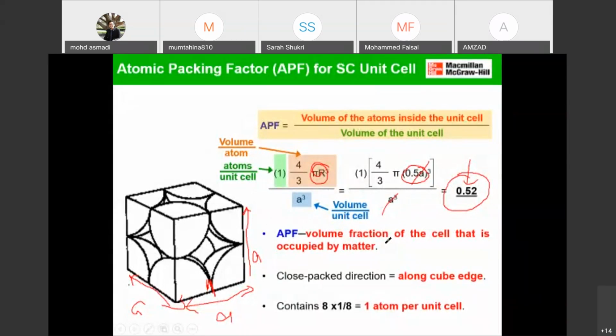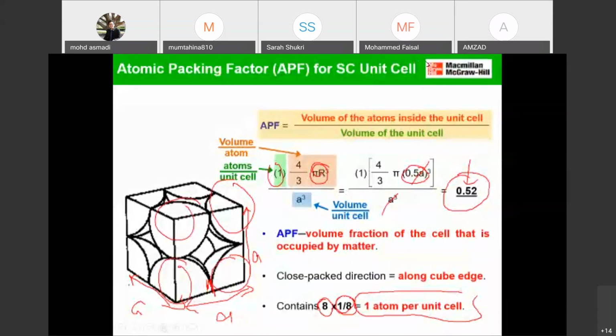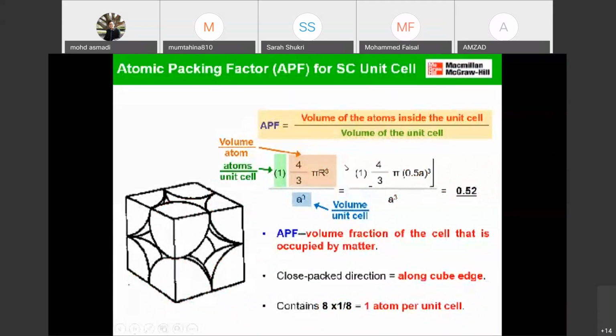So why is there one atom per unit cell? As you watched in the video, it is 8 corners times 1 divided by 8, at all the corners, so it is equal to 1 atom per unit cell. This is how to calculate the atomic packing factor for the simple cubic. You have to remember this.